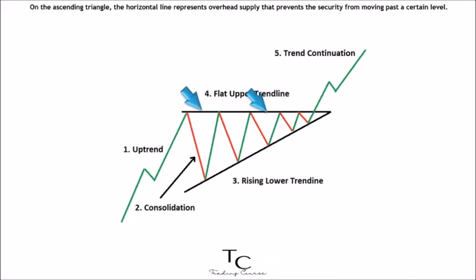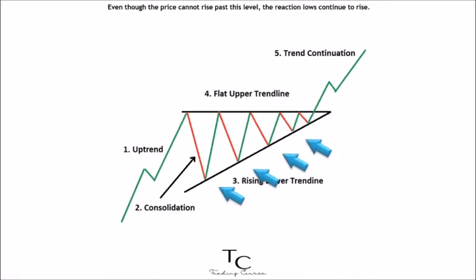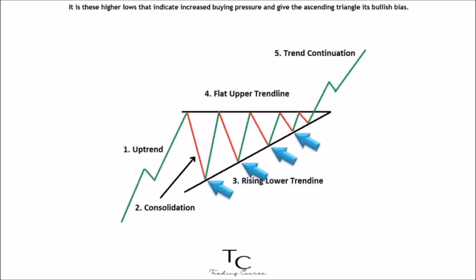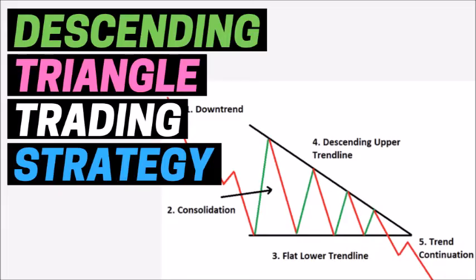On the ascending triangle, the horizontal line represents overhead supply that prevents the security from moving past a certain level. It is as if a large sell order has been placed at this level and it is taking a number of weeks or months to execute, thus preventing the price from rising further. Even though the price cannot rise past this level, the reaction lows continue to rise. It is these higher lows that indicate increased buying pressure and give the ascending triangle its bullish bias.